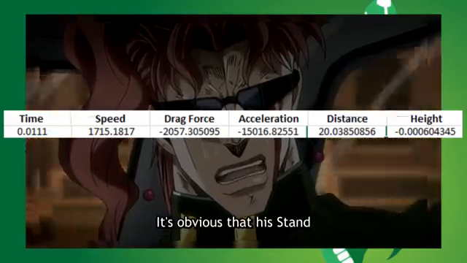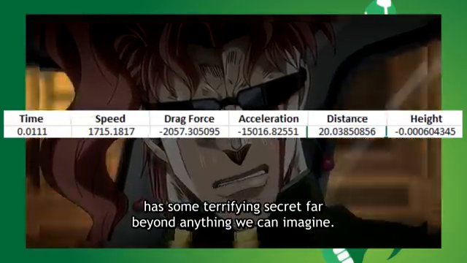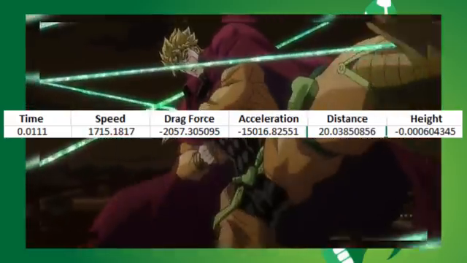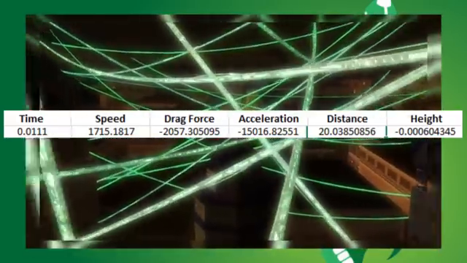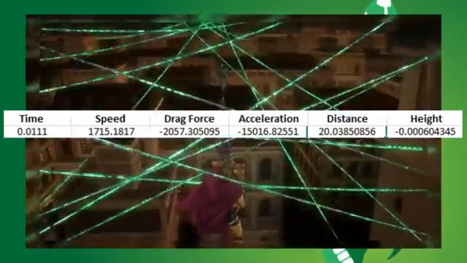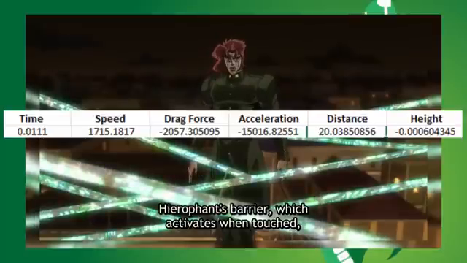The negative just means the drag force is in the opposite direction of travel. Its acceleration on impact will also be negative, at negative 15,016.82 meters per second squared. But that's not all we can do.